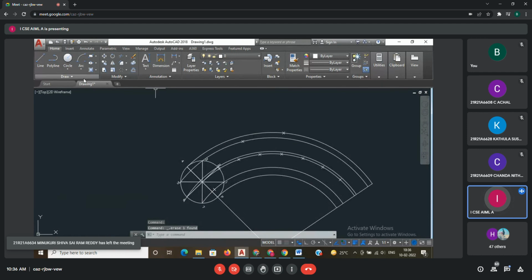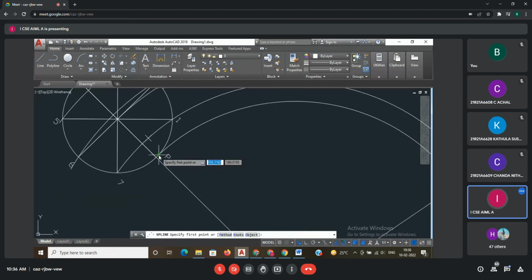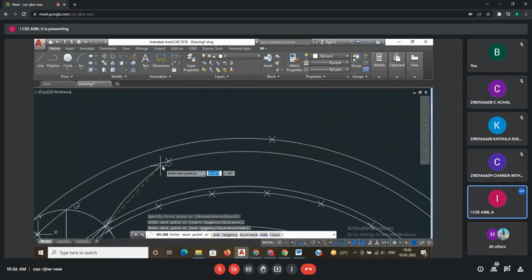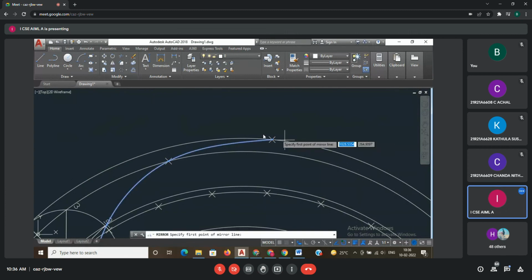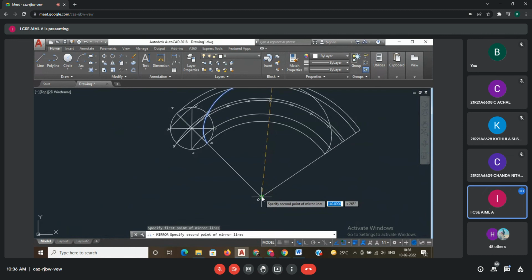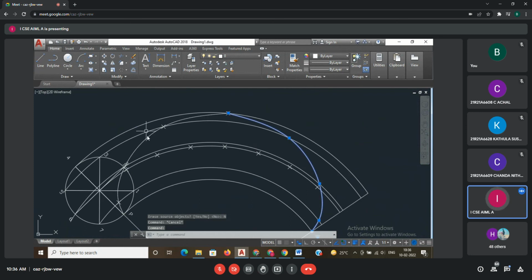Then go for spline curve. Use the spline command. From where you have to start? From the base point, from the P. Now this is your P1. This is your P2, P3, P4. Okay. After this, just enter. Then go for mirror. Select the base point and base curve. Got the epicycloid. Go for join.